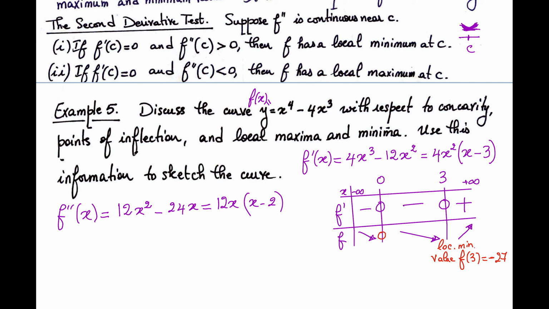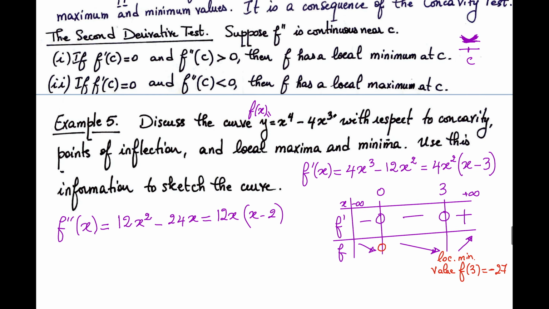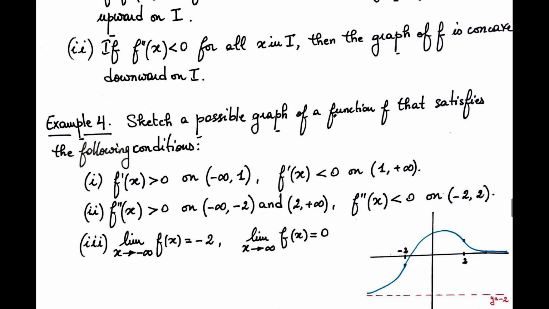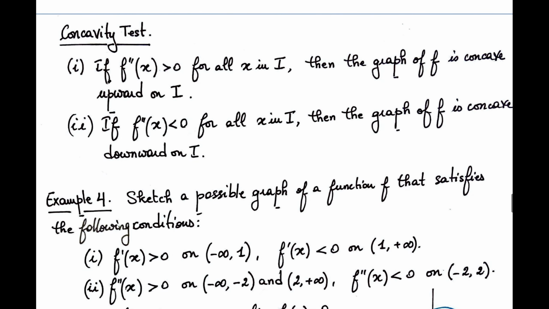How about concavity and points of inflection? For concavity, I'm going to run the concavity test. So I'm going to see where f double prime is positive, where f double prime is negative, and conclude whether f is going to be concave upward or downward.